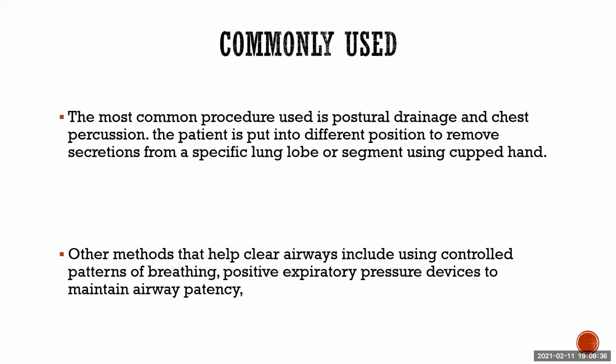Okay, so like I mentioned, I will focus more on the conventional chest therapy. Conventional is the most common, and the most common procedure used is chest percussion. So how is chest percussion done? The patient will be put into different positions depending on which part of the lung we are targeting. So we will percuss the specific part, and then the secretion will be removed upon percussion. I will mention how later. There are also other methods such as controlled pattern of breathing, which is under the second category, and positive expiratory pressure, which is under the third category.